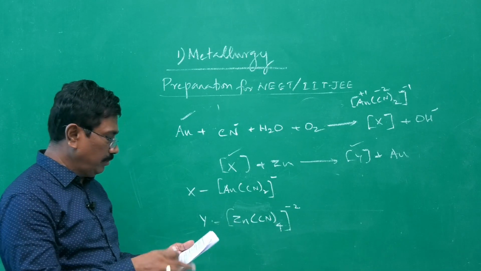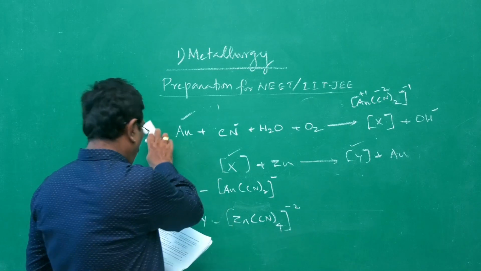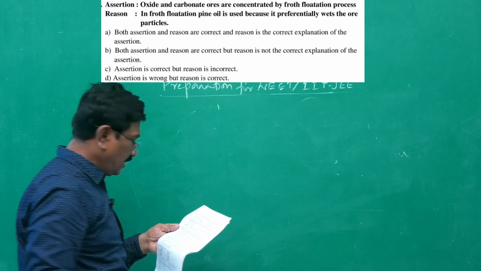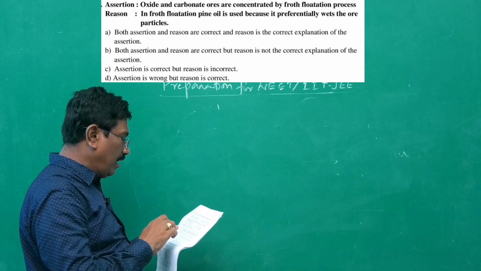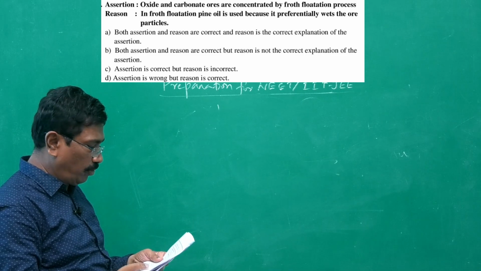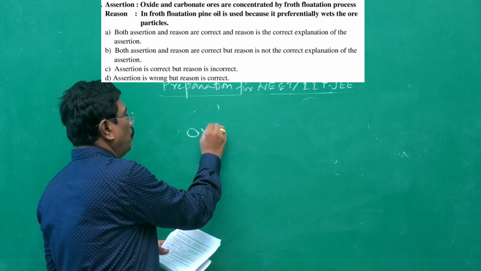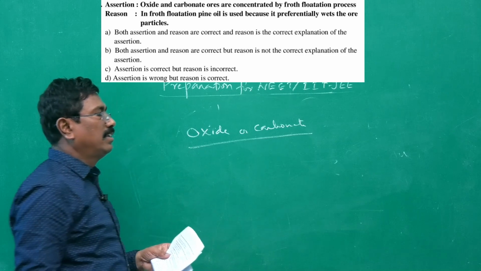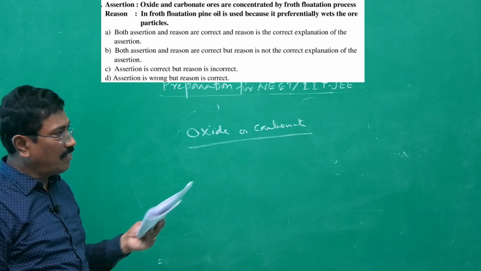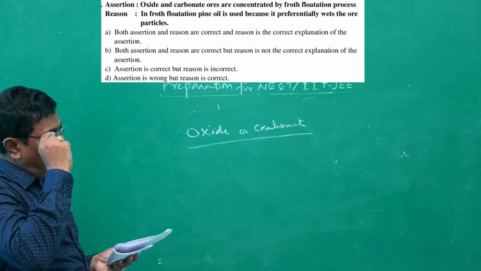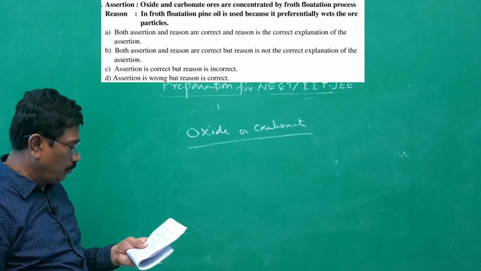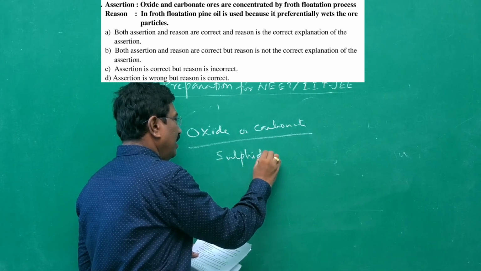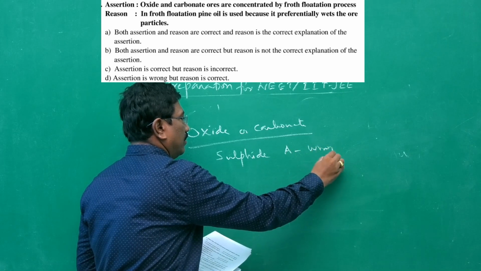Then, next question, assertion and reason. Oxide and carbonate ores are concentrated by froth flotation. No. Oxide and carbonate ores cannot be concentrated by froth flotation. Depending upon the heaviness, they may be concentrated by gravity separation. Sometimes electromagnetic separation may be useful. So froth flotation is useful only for sulfide ores. So the assertion itself is wrong.